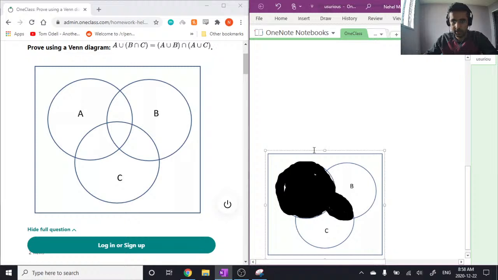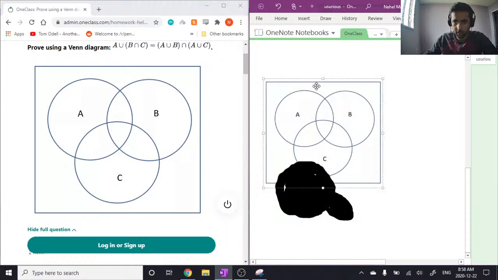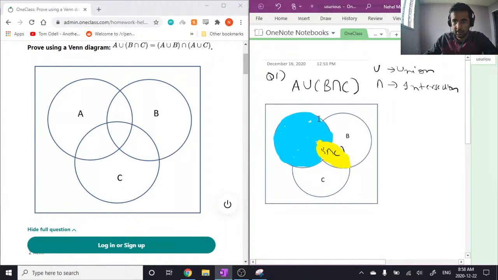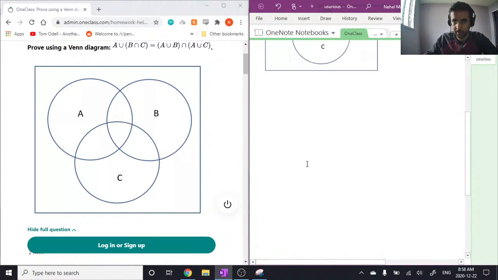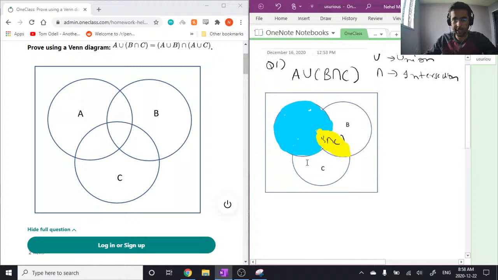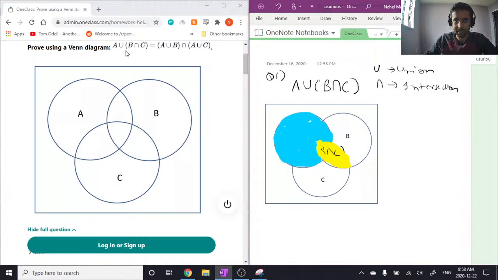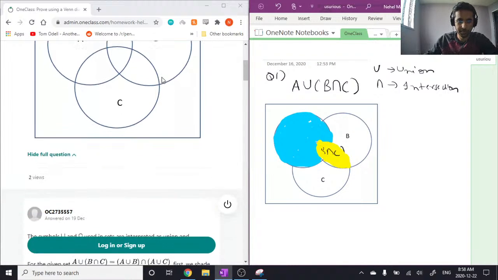Never mind. It's not wanting to move over. Let's see. So essentially, this is the left hand side and this is the right hand side, and they're equal. They're both the same. Therefore, using the Venn diagrams, we have proved that this equation here indeed holds true.